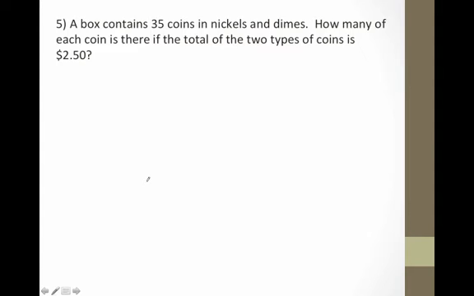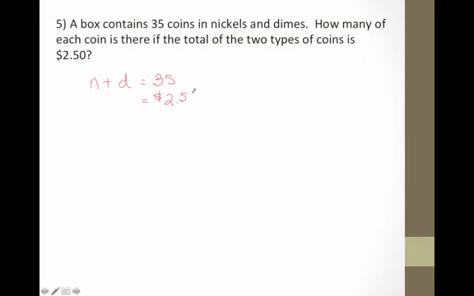practice. So I've got a box that contains 35 coins in nickels and dimes. That tells me that my nickels plus my dimes is equal to 35 coins. Remember that the N stands for the number of nickels and D stands for the number of dimes. Well, I've got some number of nickels and dimes that also adds to $2.50.